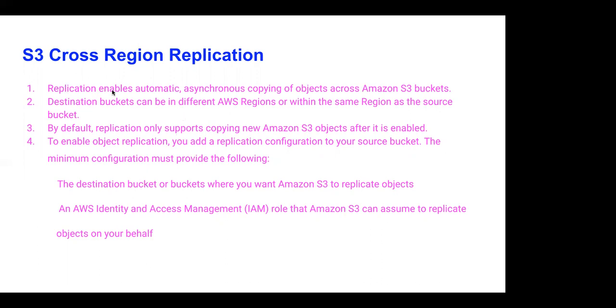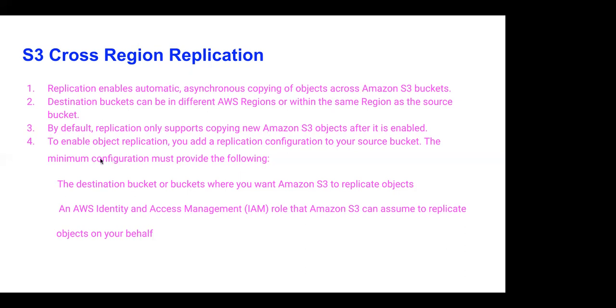Replication enables automatic, asynchronous copying of objects across Amazon S3 buckets. So here the regions could be within your account. For example, the account which I have, I can have two regions, Ohio and North Virginia. If I create something in North Virginia, I want it to be copied to the bucket of Ohio S3. Or it could be across accounts as well.